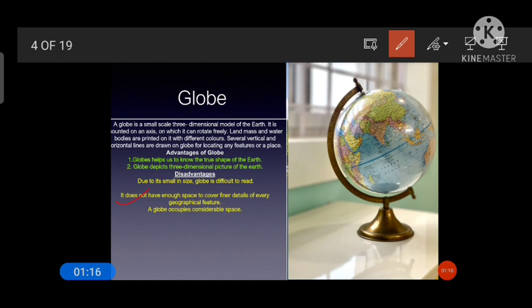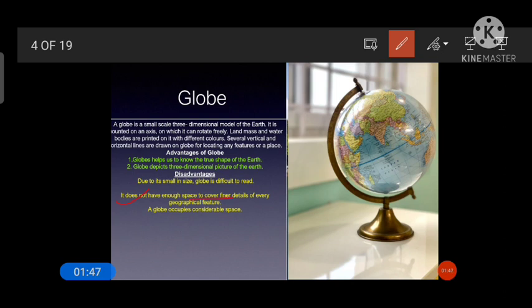Thirdly, a globe occupies considerable space. So this is also one of the demerits of a globe. A globe needs a considerable space. You cannot keep it in your pocket and roam around, like in the case of a map, which you can fold and keep in your pocket and roam around. But a globe is spherical in shape. It has some weight. Okay, so you cannot carry it, and it needs some considerable space. So these are some of the disadvantages of a globe.